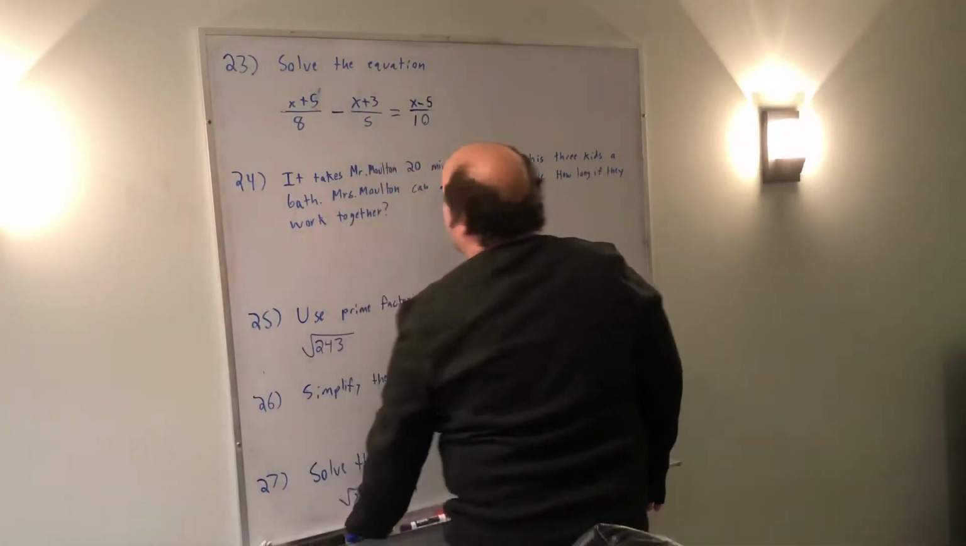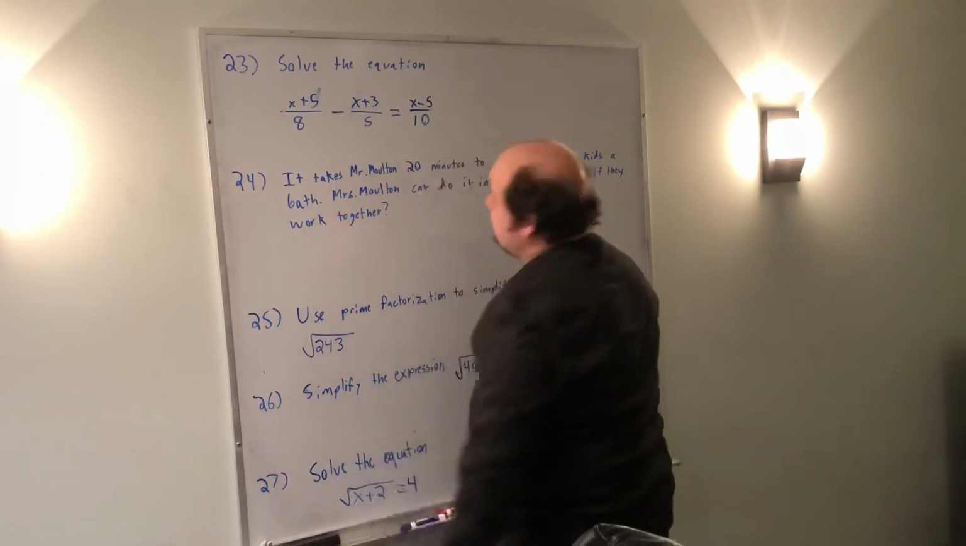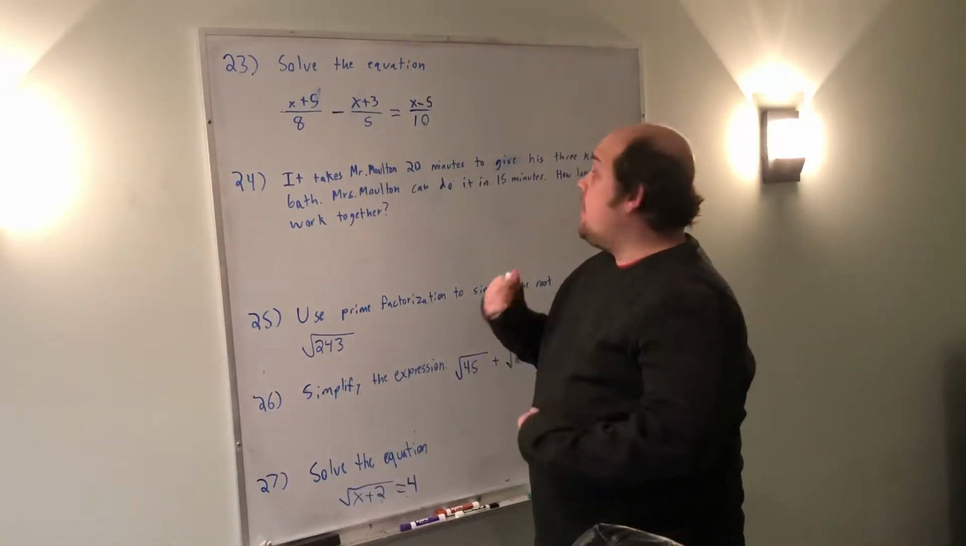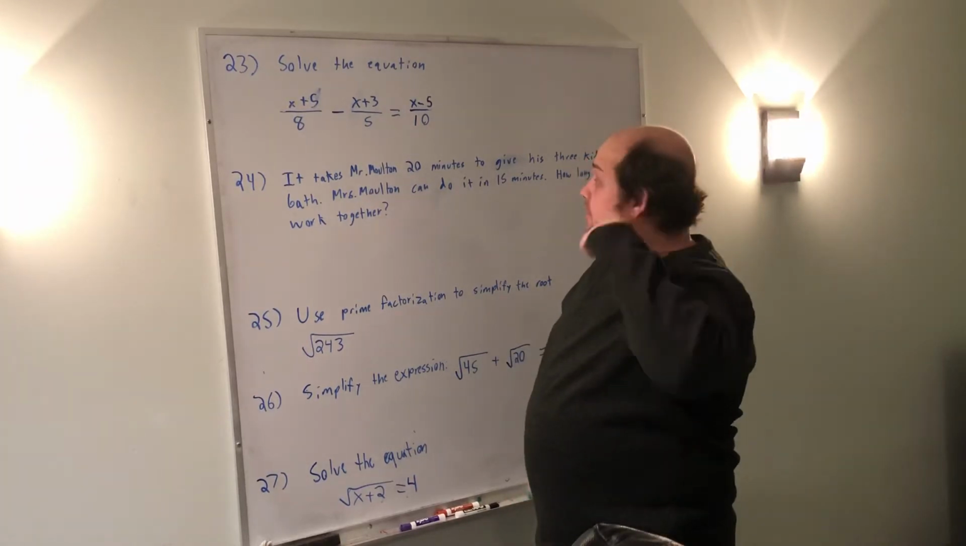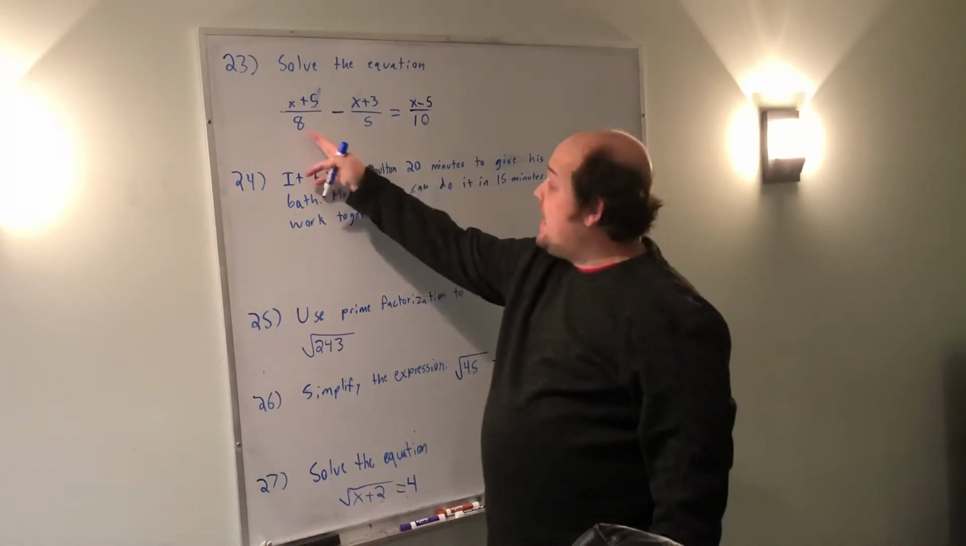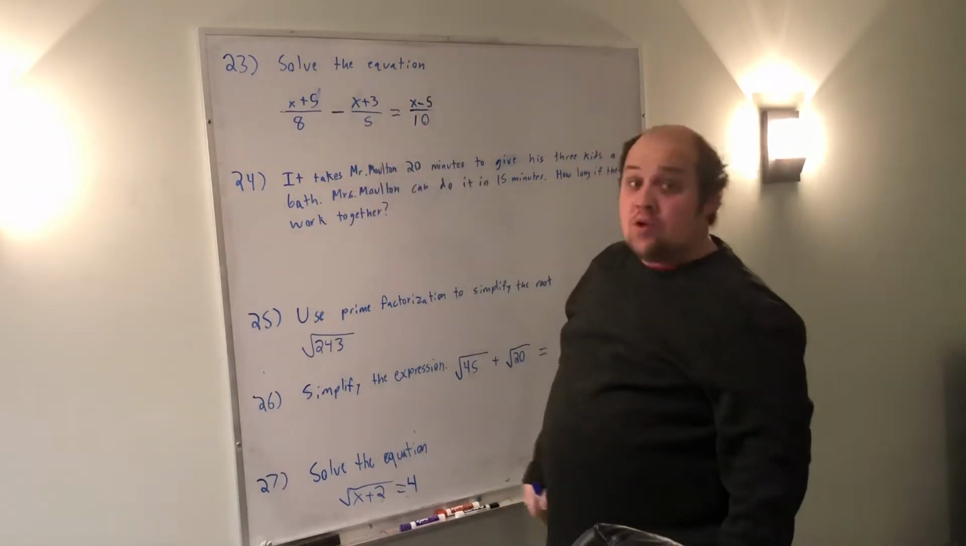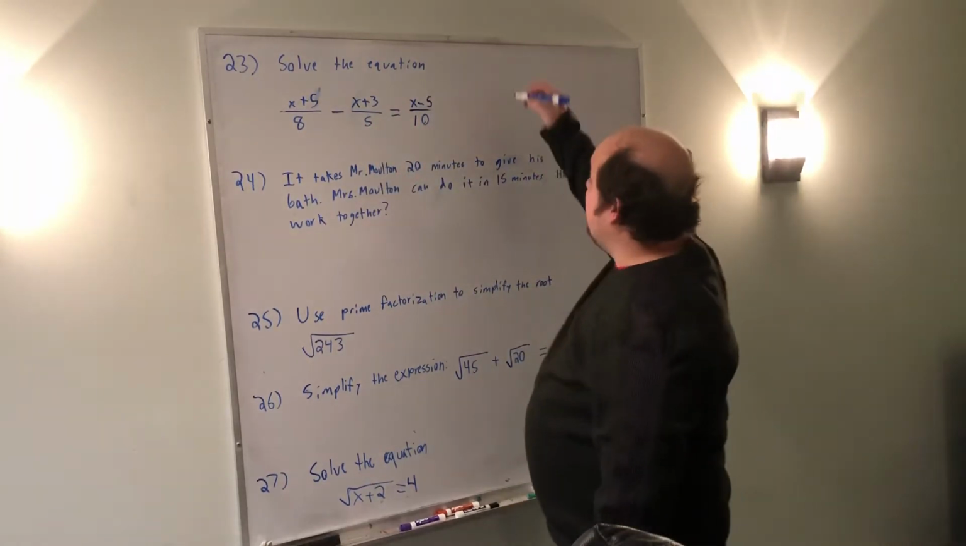When asked to solve an equation that involves fractions, the best thing to do is to find the common denominator and multiply everything by the common denominator. That'll get rid of the fractions. In this case, we have 8, 5, and 10. We're looking for the least common multiple of 8, 5, and 10.